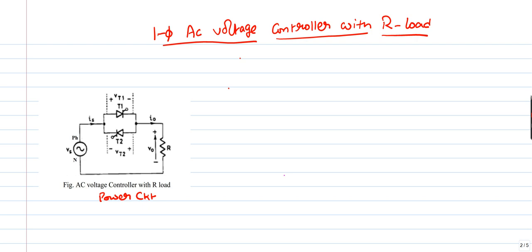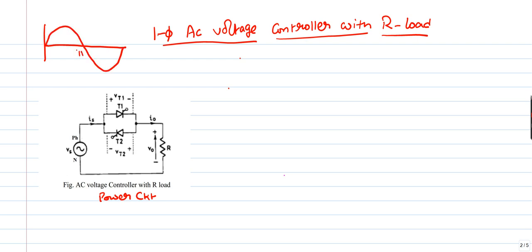The source current is IS, thyristor 1 voltage is VT1, thyristor 2 voltage is VT2, output current is I0 and output voltage is V0. So output is nothing but load voltage and load current. Basically this power circuit contains the source, the power electronic converter, and the load, and the control circuit is not shown in this figure. However, we are assuming that the control signals are coming from the control circuit to the gate terminals of T1 and T2. Let us assume we have an AC voltage supply, just take one cycle.